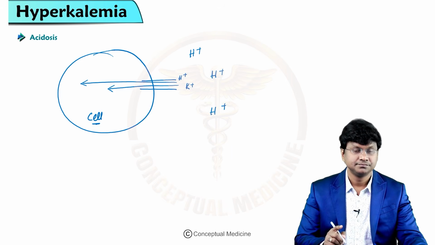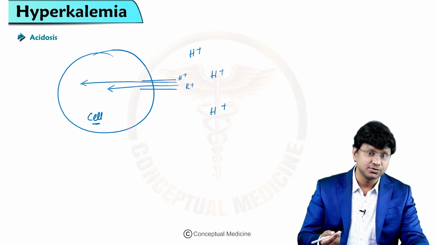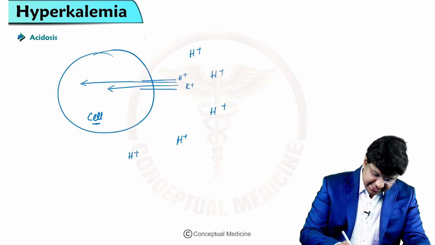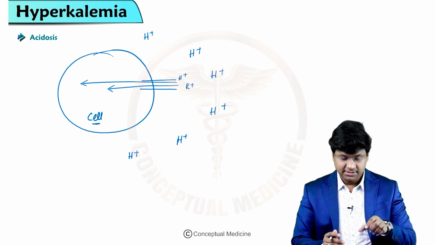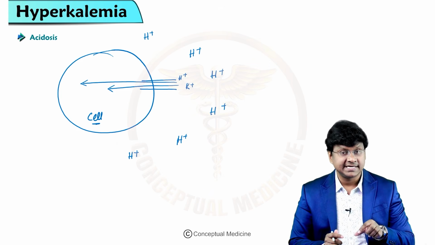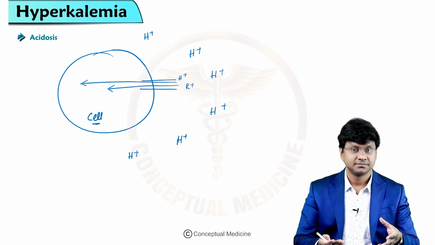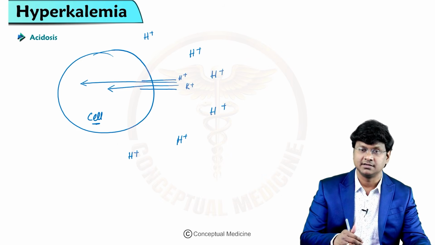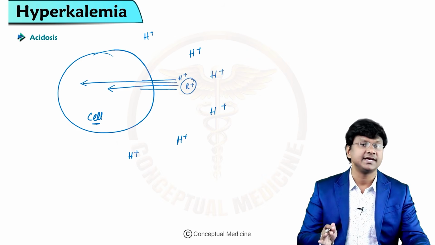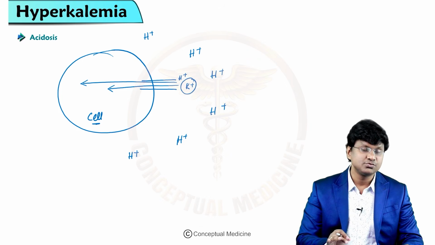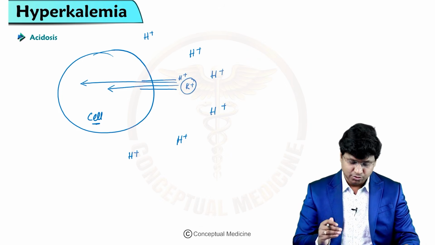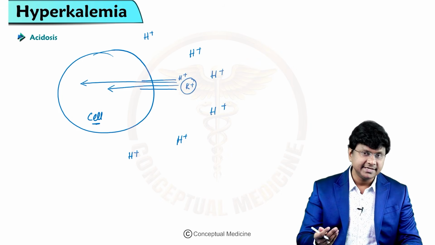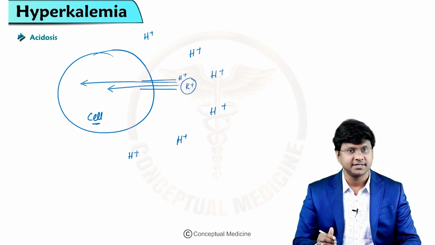But suppose there is acidosis, what will happen? This channel is taken over by the H plus ion. The H plus ions will try to dominate the movement across this channel, leaving behind the potassium in the extracellular compartment. And that is what is responsible for your hyperkalemia. So through this channel, because of acidosis, there is increase in H plus, and that increased H plus will try to move through this particular channel.